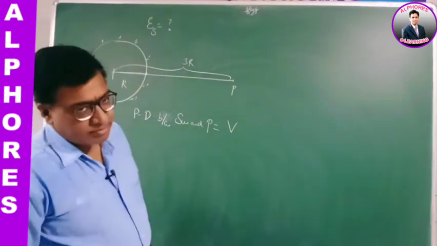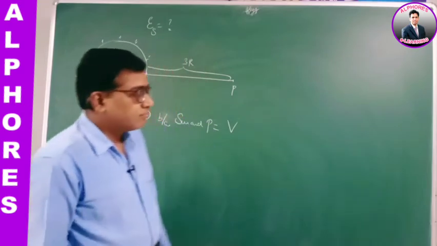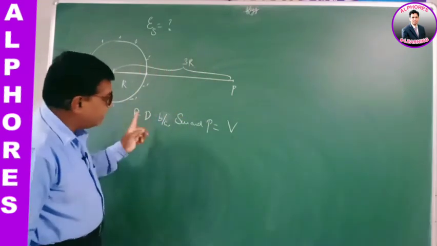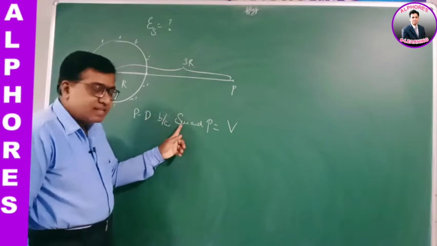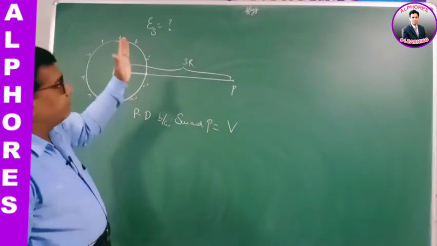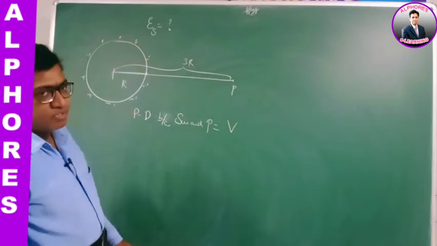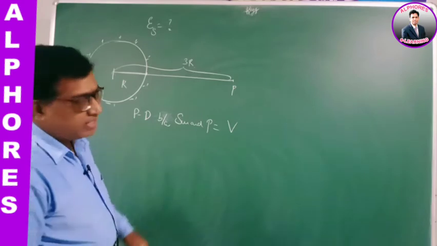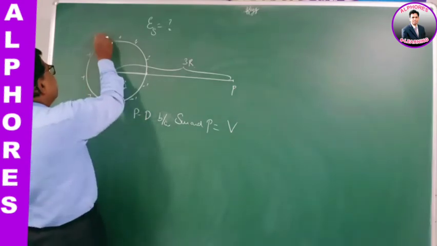The question is, for a charged sphere of radius R, the potential difference between the surface and point P is V. Then find the electric field on the surface. This is the question. Now in this question, he has not given the charge of the sphere. He didn't give you the charge. Let the charge on the sphere be some q.